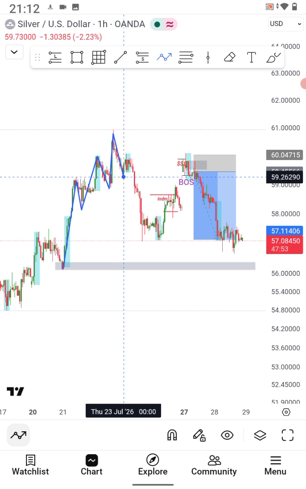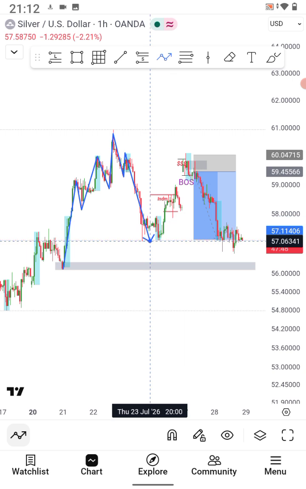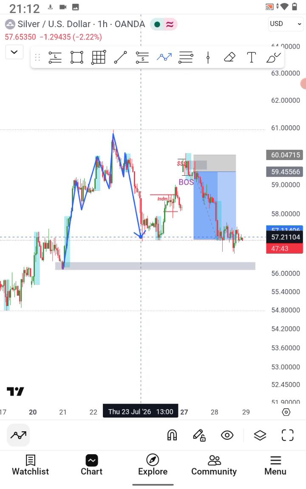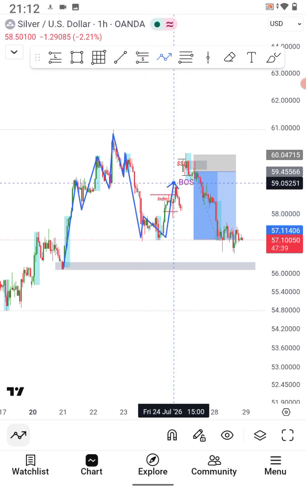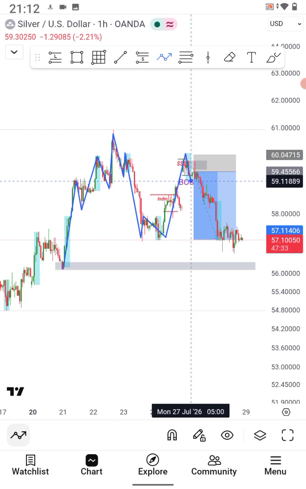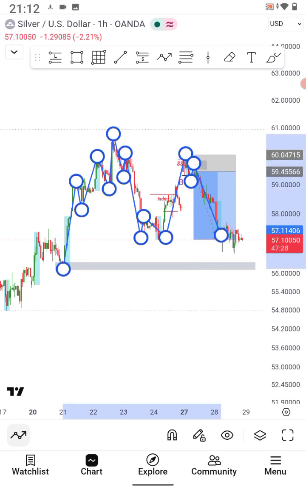Then it created a low, internal liquidity, and then changed the market structure from buy to sell. Are you seeing it now? The market came back, swept this internal liquidity here, and then started dropping. Are you seeing it now? And then it went to my TP. So that's the market structure.